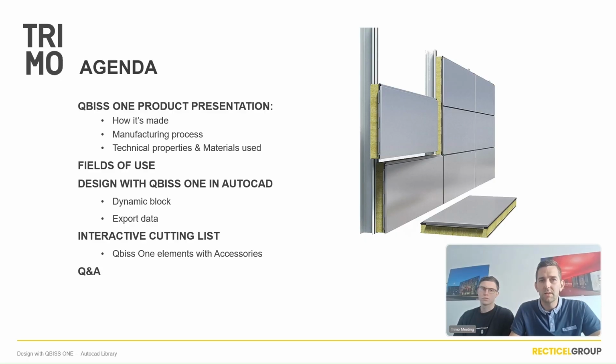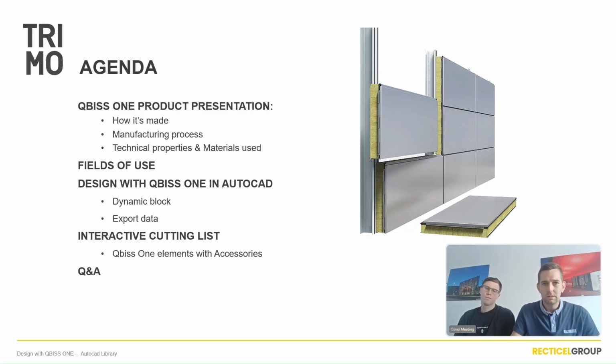Here I'd like also to highlight one major advantage of qbiss One compared to standard facade systems. Each qbiss One element is manufactured to exact dimensions in the factory and arrives on site completely ready to install, without any need for cutting or adjusting on site. Because of this, accurate design and detailing in the early stages become even more important.